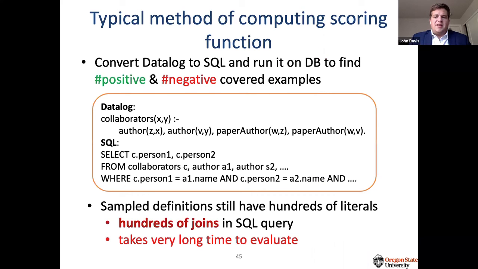There also exists a computational challenge in the generalization process, specifically the scoring function. In order to score a definition, it's first required that the Datalog be converted to SQL and then run to check both positive and negative example coverage. Due to the nature of Datalog, it's very possible that a definition could result in hundreds of SQL joins, which would cause a large amount of computation and thus a high runtime.